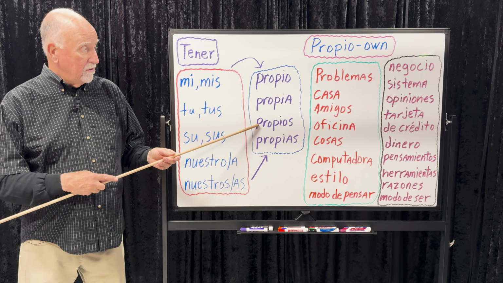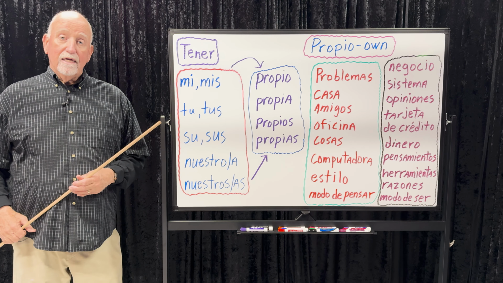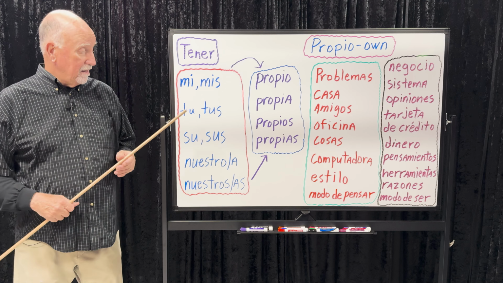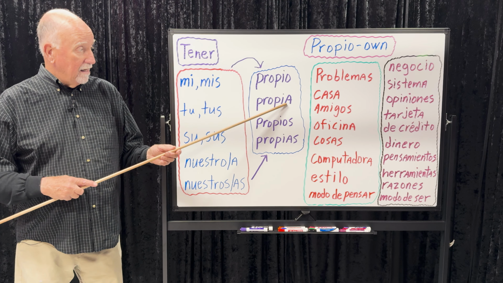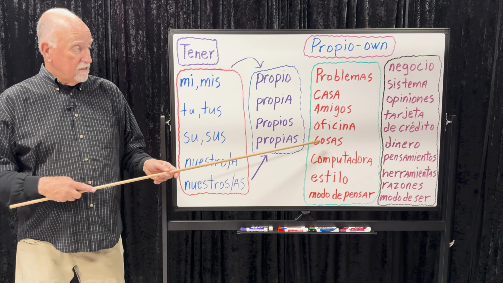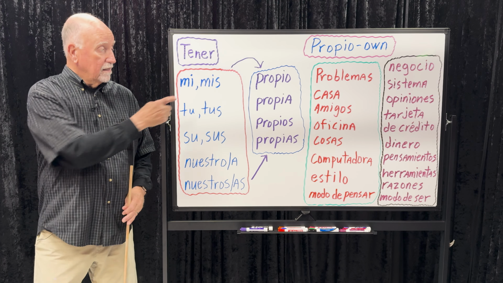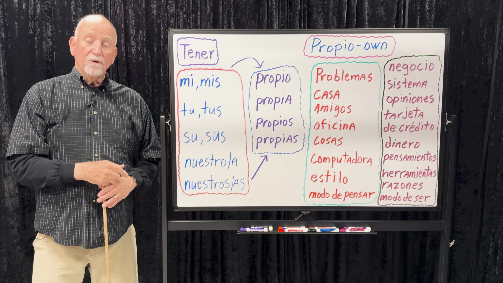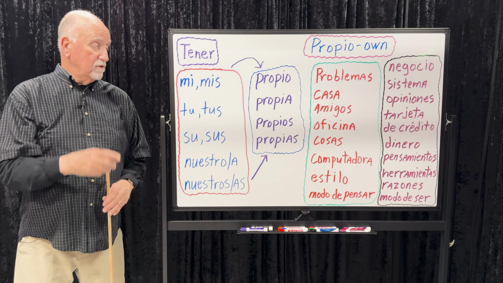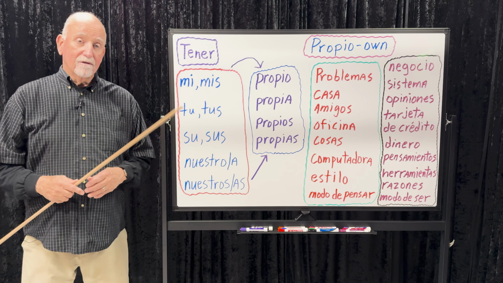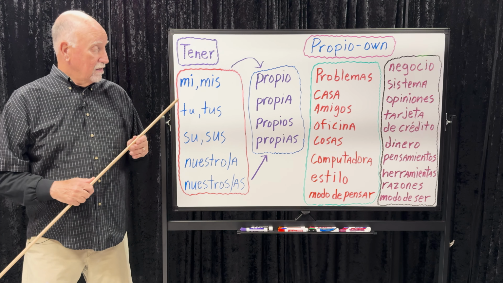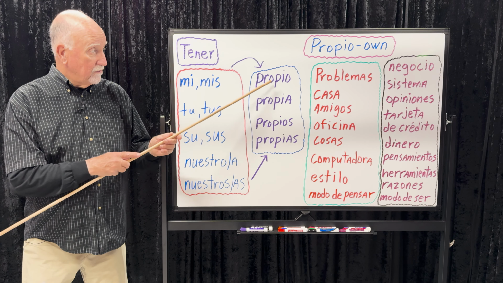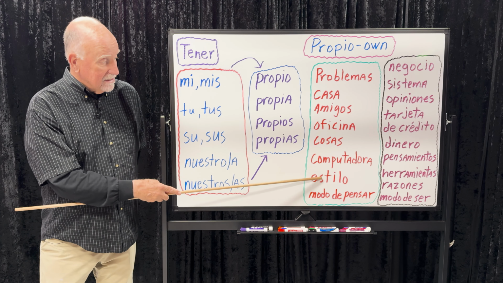Mis propios amigos. His own office. You're talking about mom or dad. His or her own office would be su propia oficina. Cosas, my own things. Mis propias cosas. My own computer. Mi propia computadora. Estilo, his own style. Frank Sinatra, right, had his own style. Su propio, right here. Su propio estilo.